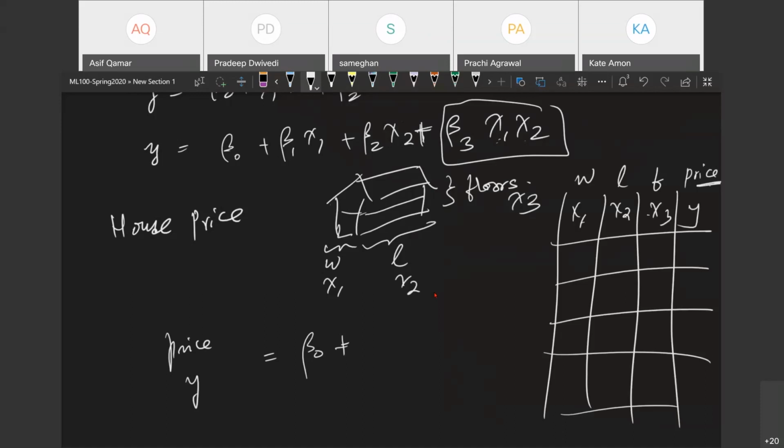You may do that. You'll get a certain degree of relationship, plus beta 3 x3, but you would realize that actually there is another factor, which is the dominant factor. It is not the length and the width. They do matter a little bit. But much more important is the product of these two. In fact, the product of all these three. Let me call it beta 4.